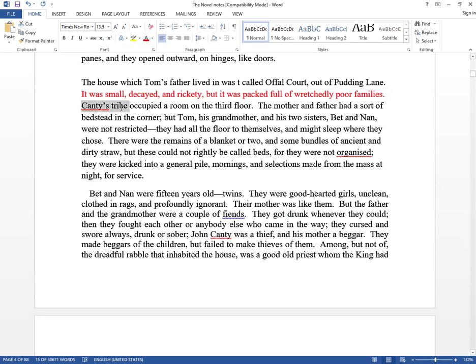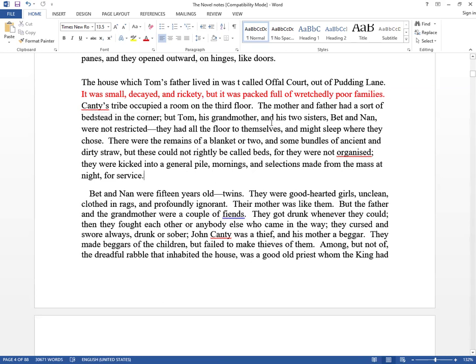Canty's tribe, Canty's family, here tribe means family, occupied a room on the third floor. Now, Offal Court is also a storied house. Tom's house is on the third story. It's only a small room, a one-roomed house. The mother and father had a sort of bedstead. Bedstead refers to a bed in one corner. This is the one and only piece of furniture Tom's house has.